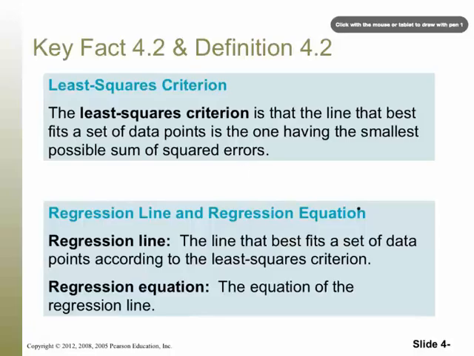So the regression line is the line that best fits the data points according to the least squares criterion. And the regression equation is the equation of the regression line. We've talked about that. This is just the equation of that line. So our criterion for getting a best fit line is least squares, summing up the squares of the errors and getting the least value of those.